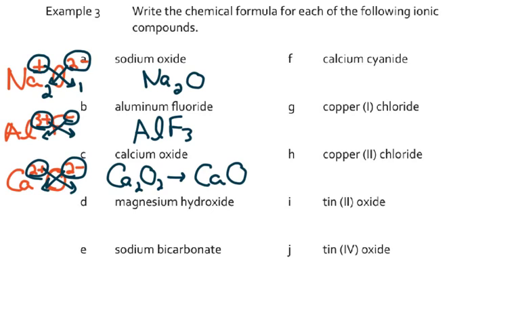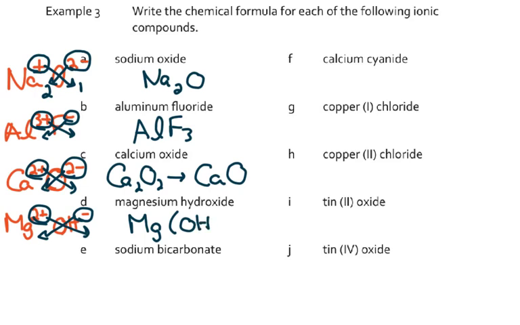Magnesium hydroxide. Hydroxide is not an element, it is actually a polyatomic, so we need to look at that chart above the periodic table to find it. Magnesium, however, Mg2+. Hydroxide is OH-. Crisscross the charges. Now, because OH is a polyatomic, and because OH is going to get a subscript, we need to show that that subscript of 2 applies to both the O and the H, so it's going to get brackets. So Mg(OH)2.